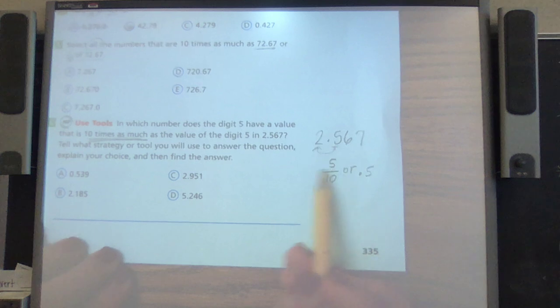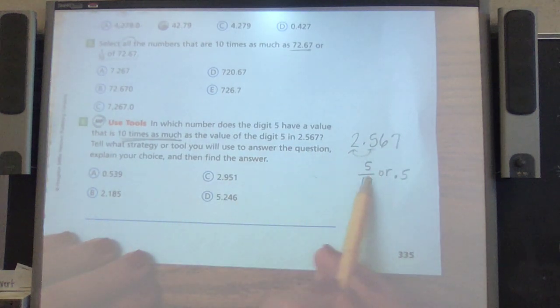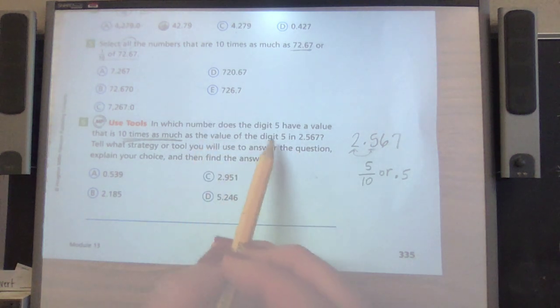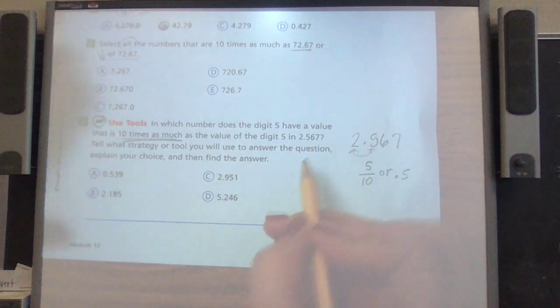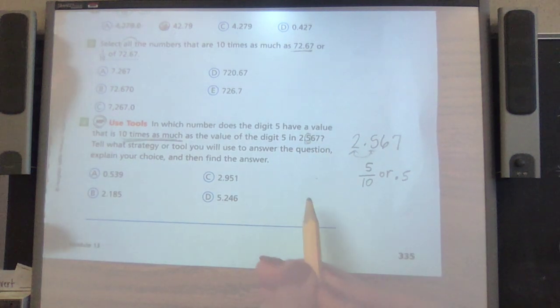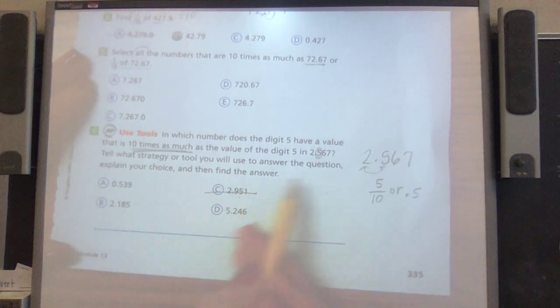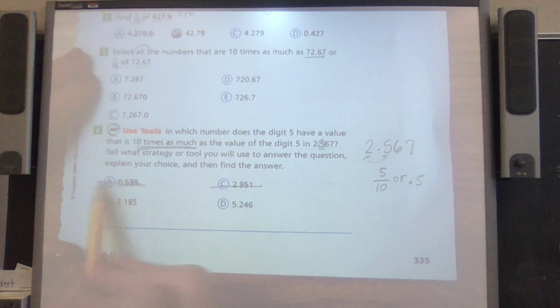So that means when I'm looking here, and these questions we see all the time, guys, this kind of wording can be confusing, but we've got to get used to it because we see it a lot. So in which number does the digit 5 have a value 10 times as much as the one here? So we know it's got to be bigger than this 5. Okay? That one is in the hundredths. I know that's wrong. That 5 is in the exact same place. So that's wrong. Sorry. This 5 is in the thousandths, so it's much smaller.